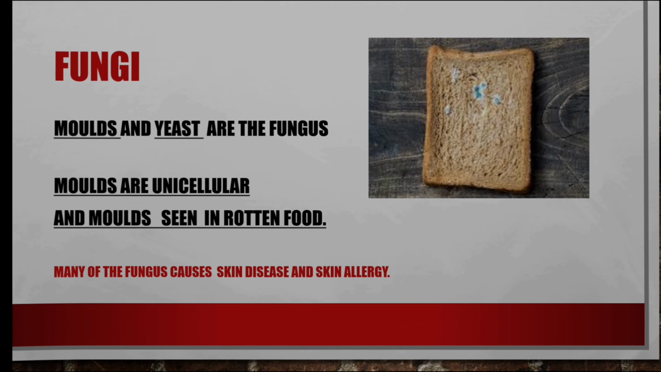Next, fungi. Fungi, molds, are found on rotten food. As we already discussed, when moist bread is kept in a warm place, we find a certain growth, that is mold. Here, see, this is mold. These are unicellular, and molds are seen on rotten food. Many fungi cause skin diseases and skin allergies.